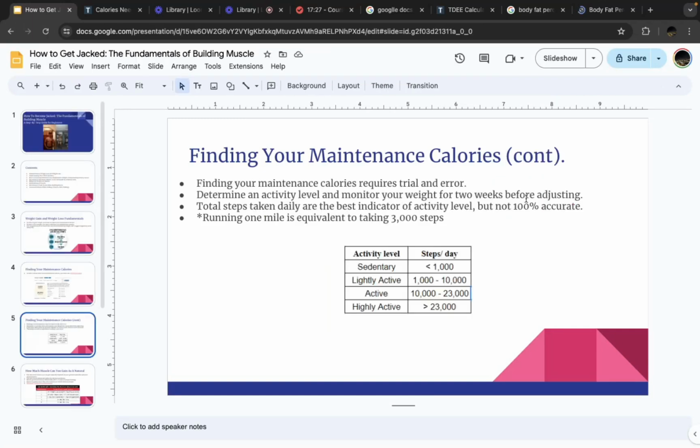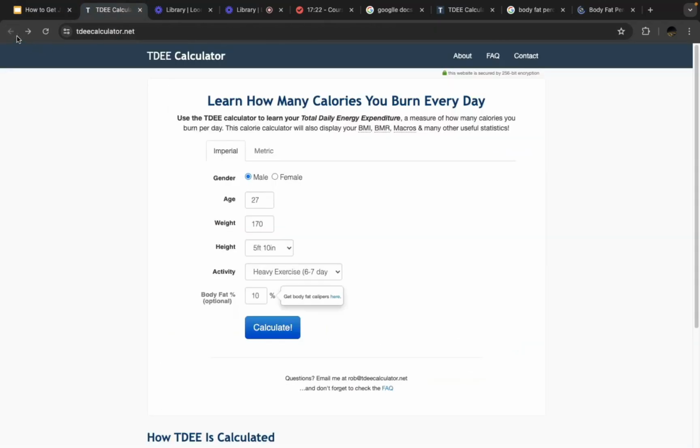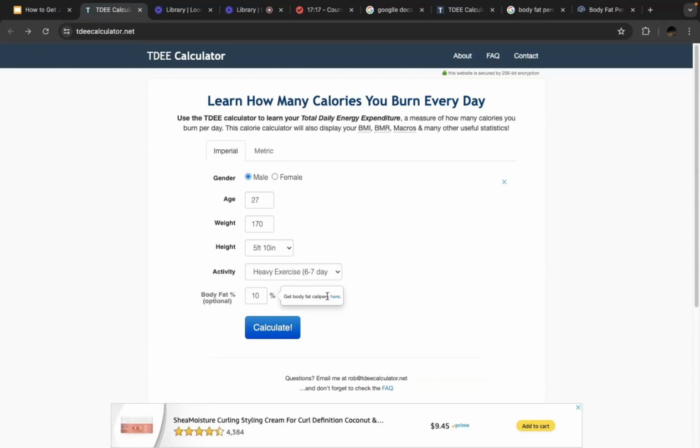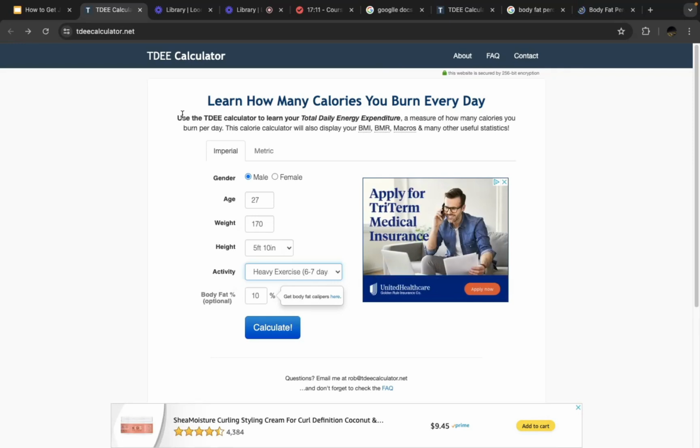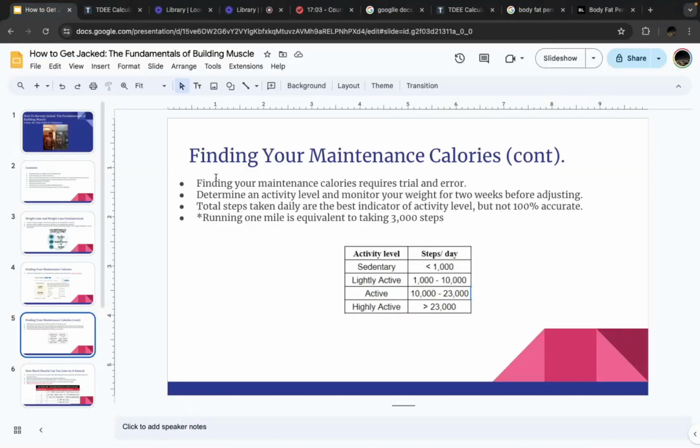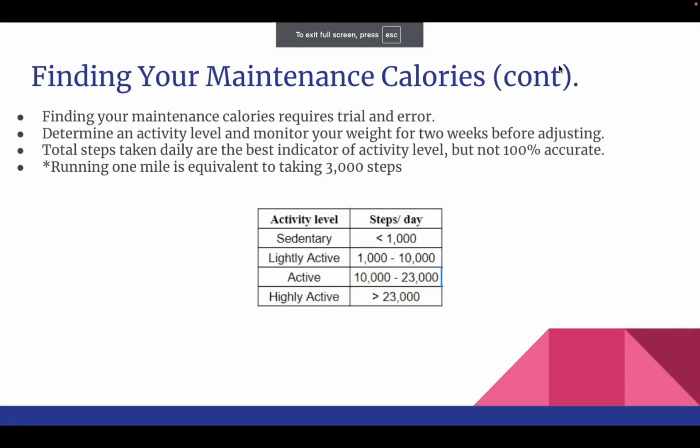All right, so now we'll talk about activity level, finding your maintenance calories. Because, as I mentioned earlier, the hardest aspect of adequately calculating your maintenance calories is determining your activity level. And of course, your activity level is kind of hard to accurately determine because it can vary a lot day by day. Now, here's a really interesting thing about finding your maintenance calories via activity level. It's primarily dependent on the amount of steps you take in a day.